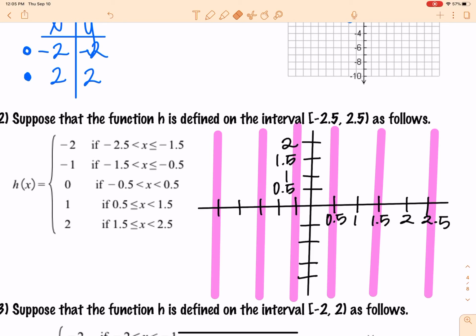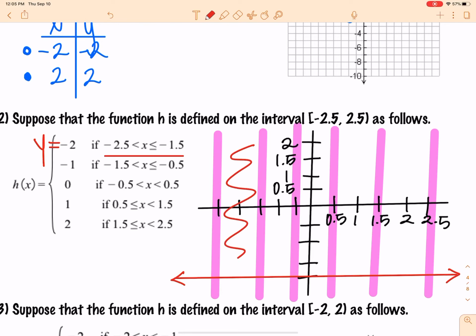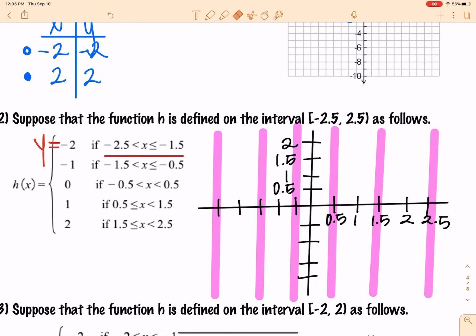All right, so let's go through each one. So this is a y equals -2. Again, just a y equals number is just a horizontal line. So this is a horizontal line at -2. So if we were just drawing like a normal line, that's what a y equals -2 is. However, we know it's only defined on -2.5 to -1.5, which is this boundary. So all we're going to do is just cut that line so it just fits in that boundary. So it's just going to be here.